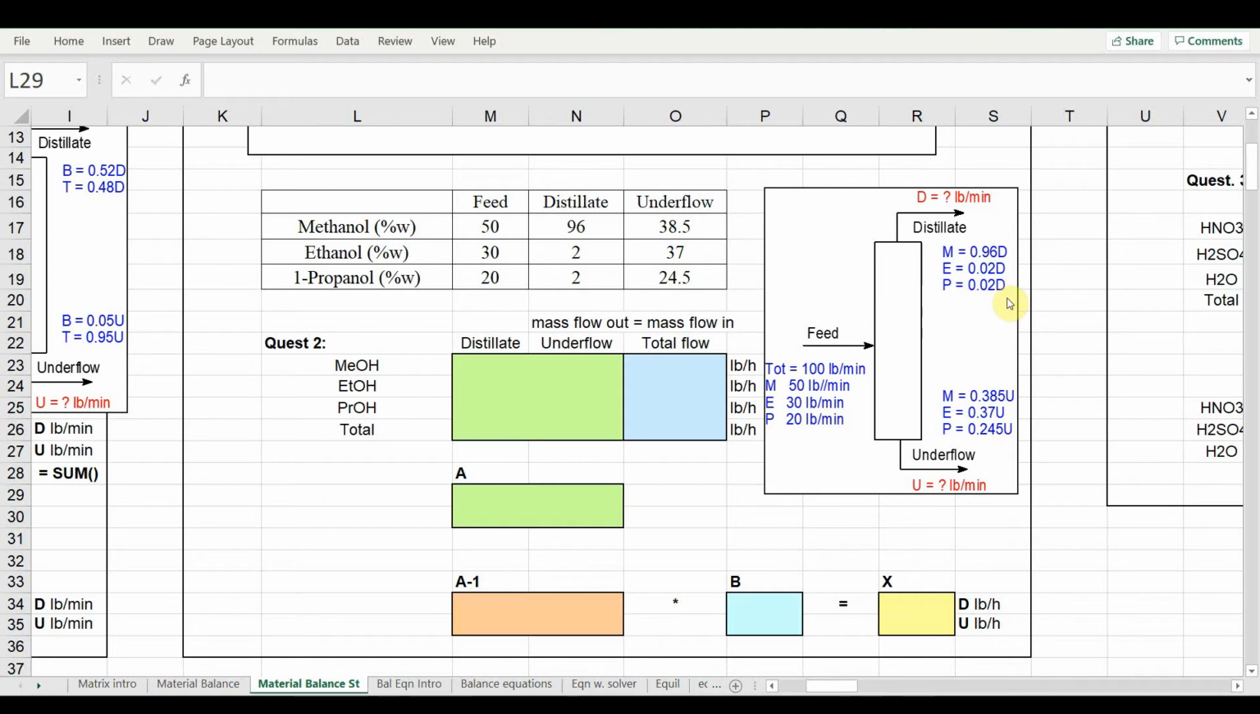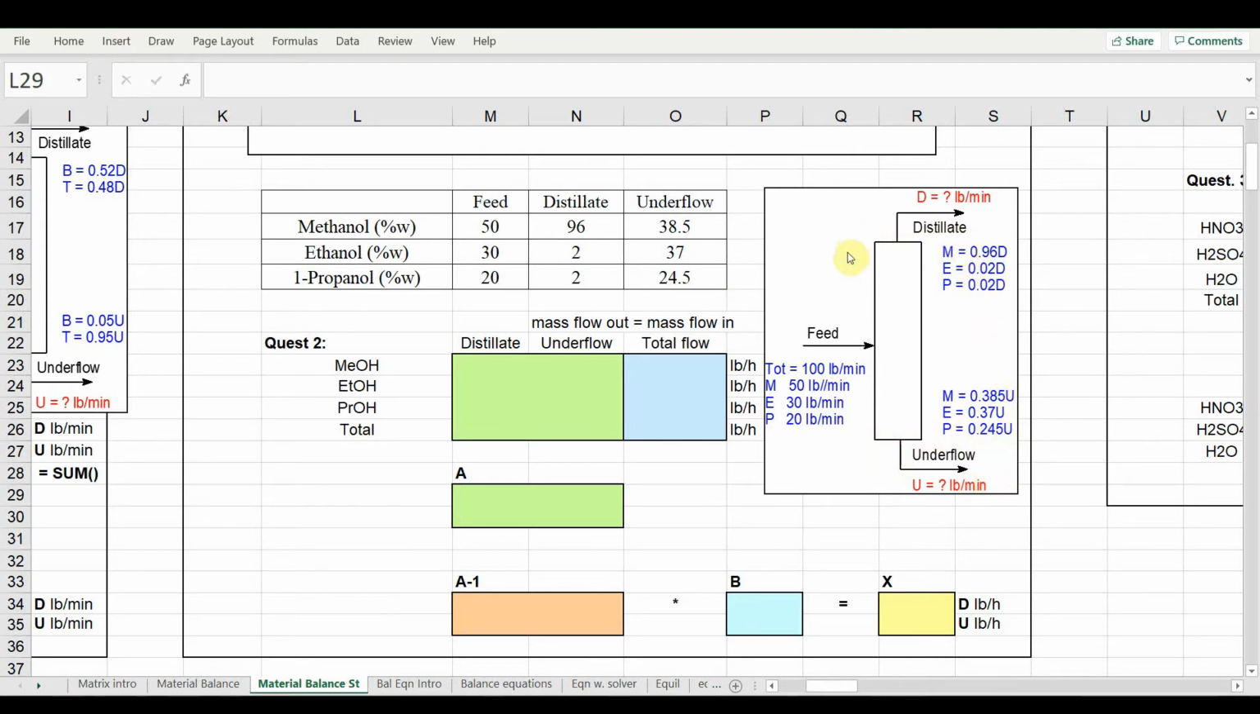For the underflow, we use the variable U. We don't know what it is. We're trying to solve for this, but we do know that methanol represents 38.5% of the underflow, so that's 0.385 times U. Ethanol is 37% of the underflow flow rate, 0.37 times U. And propanol represents 24.5% of the underflow flow rate, 0.245 times U. This is all the information we need.